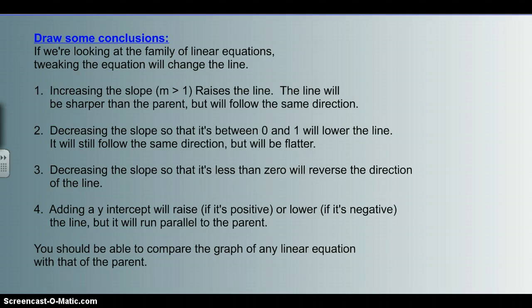Decreasing the slope even more so that it's less than 0, so that you have a negative slope, will actually reverse the direction of the line. If you add a y-intercept, but keep the same slope, it will raise the line if the y-intercept is positive and lower the line if it's negative, but it will run parallel to the parent line. It will not change slope at all. Okay, so it's going to run parallel exactly with the parent, but it's just going to be either above it or below it.